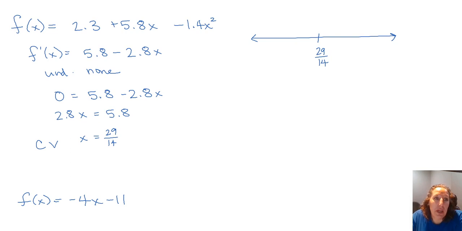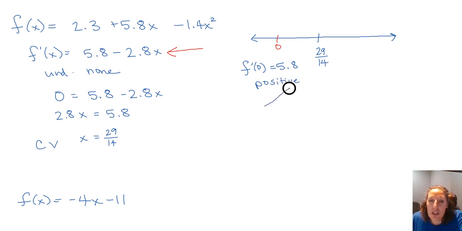All right, so now we're going to pick a point. It does not matter. Anything to the left of that one, probably the easiest point that I can think of to try is x equals 0, and we're going to plug that x equals 0 into our derivative function. So our derivative at 0, if we plug in x equals 0, we get 5.8. Since that is positive, that means that our function is increasing on that interval. So I'm going to draw an arrow that's going up and to the right, meaning that it's increasing on that part of the graph.